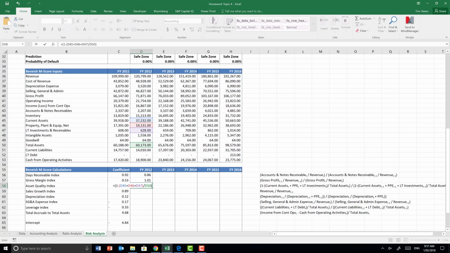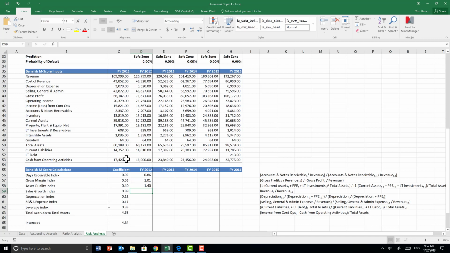Close the bracket, and then divide that by, open up a bracket, 1 minus, open up a bracket, and again, similar to what we did for the first part, you're doing it for the past year. So in a sense, current assets for the last year, plus property, plant, and equipment, plus long-term investments, close the bracket, divided by total assets last year. And then I think we still need to close that bracket. Press enter, and it should say 1.4.